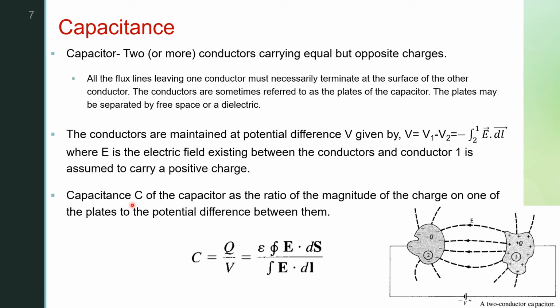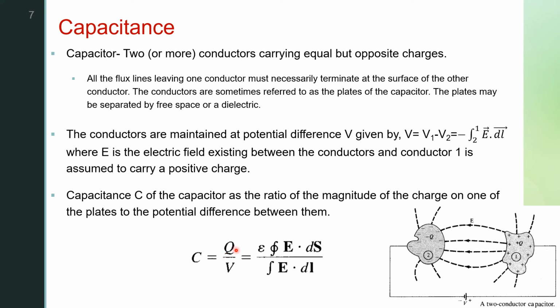So what is the capacitance? Capacitance of the capacitor is defined as the ratio of the magnitude of charge on one of the plates to the potential difference between them. That is, C is equal to Q by V.